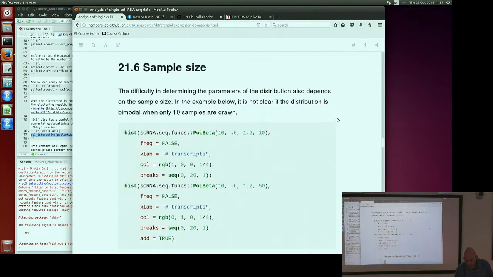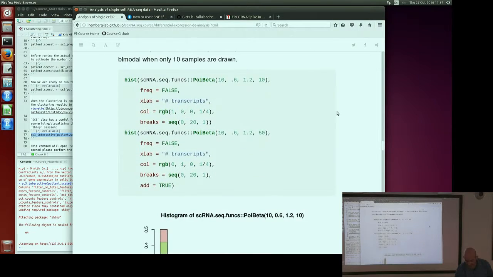Before we move on, I will go to the next step here as well. Just to mention that we can also introduce a fourth parameter into this function, which is simply the number of samples that we're drawing from the distribution. And what you will notice is, of course, that the more samples you draw, which in this case corresponds to the more cells you're sampling in your experiment, the more accurate your picture of this distribution will become.